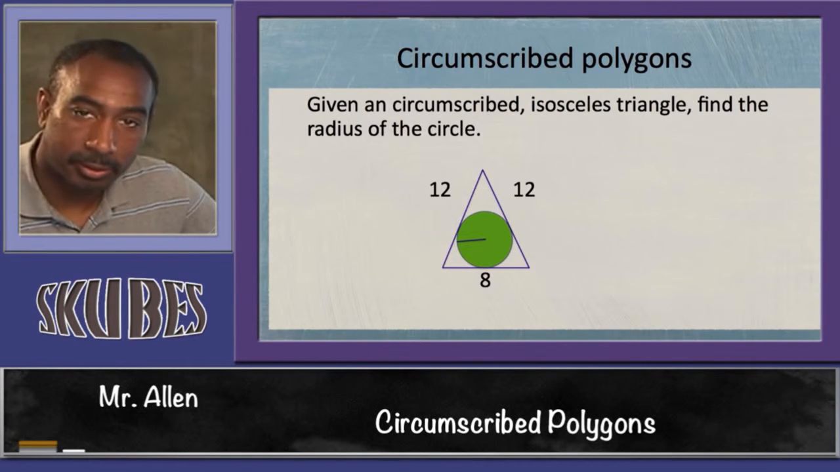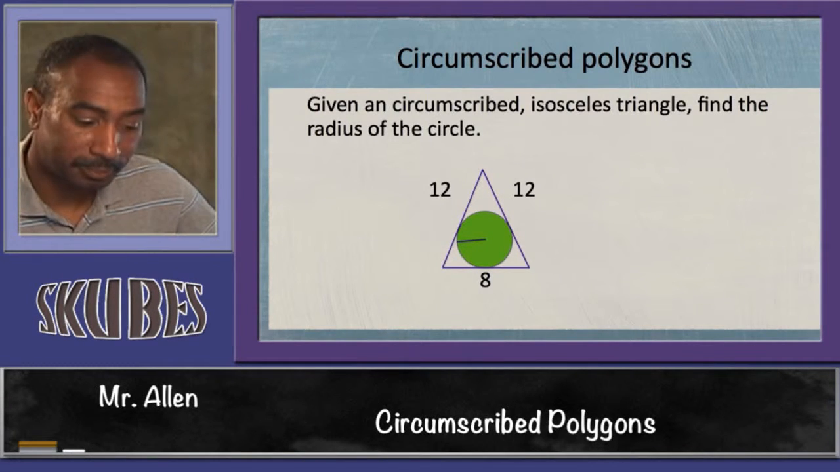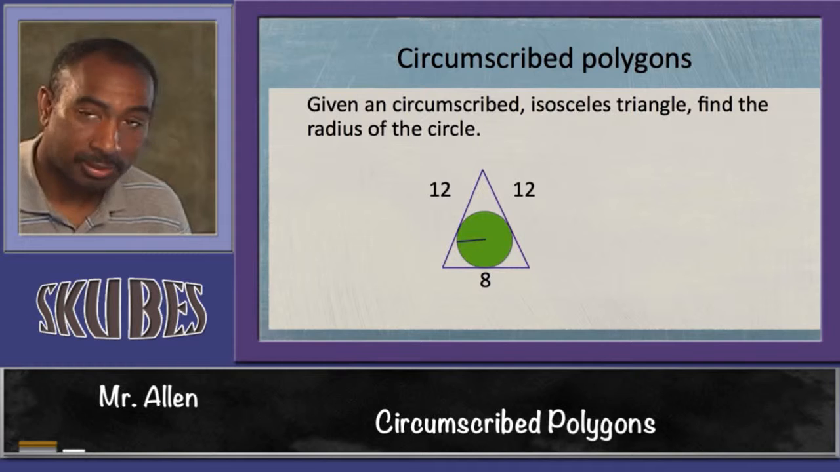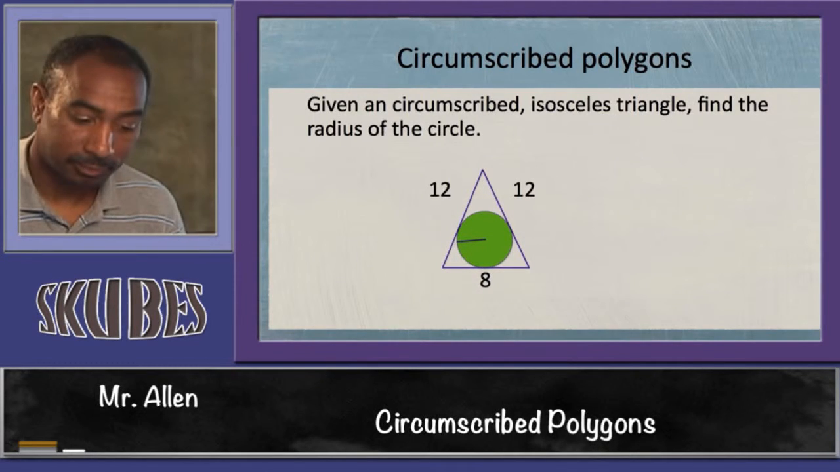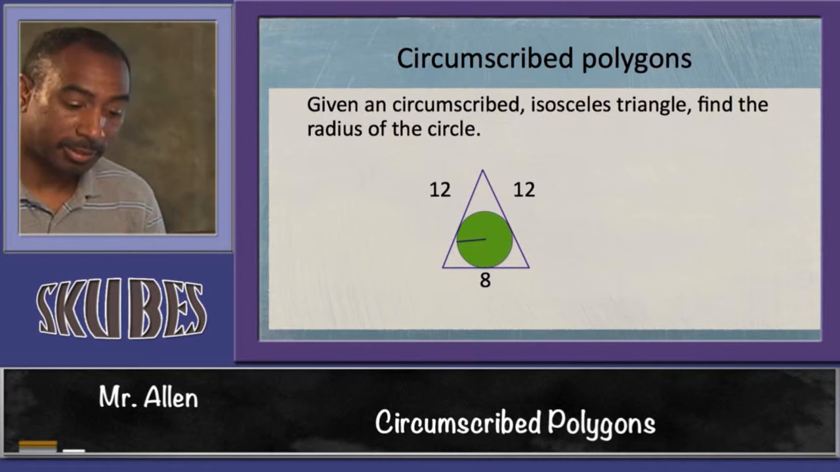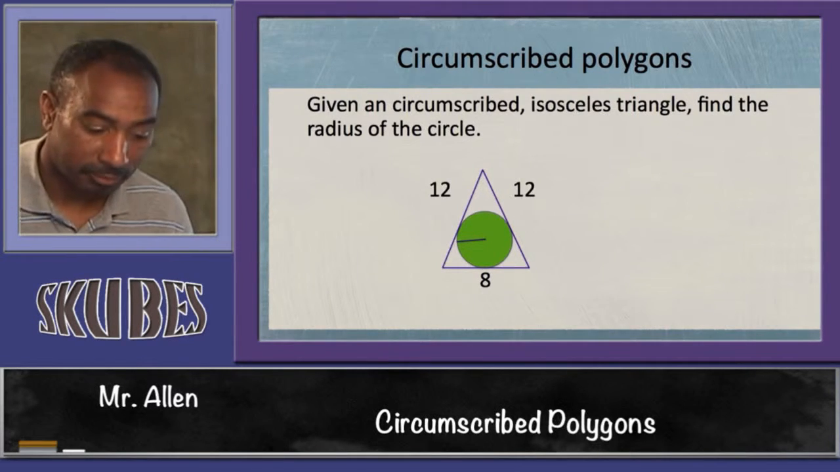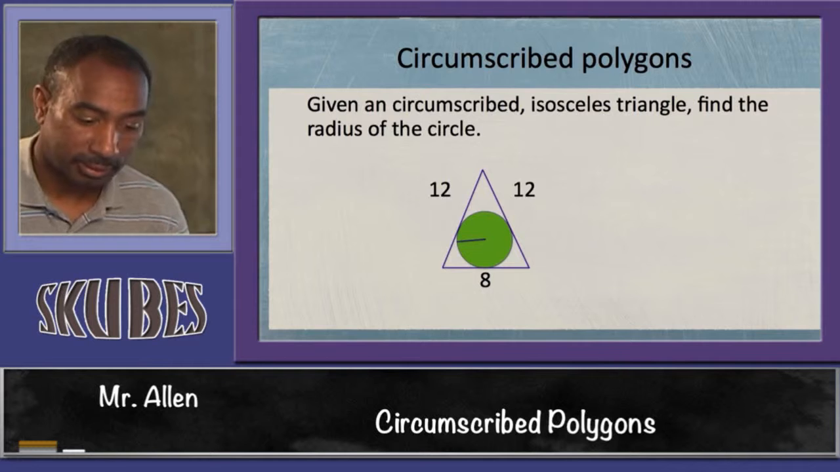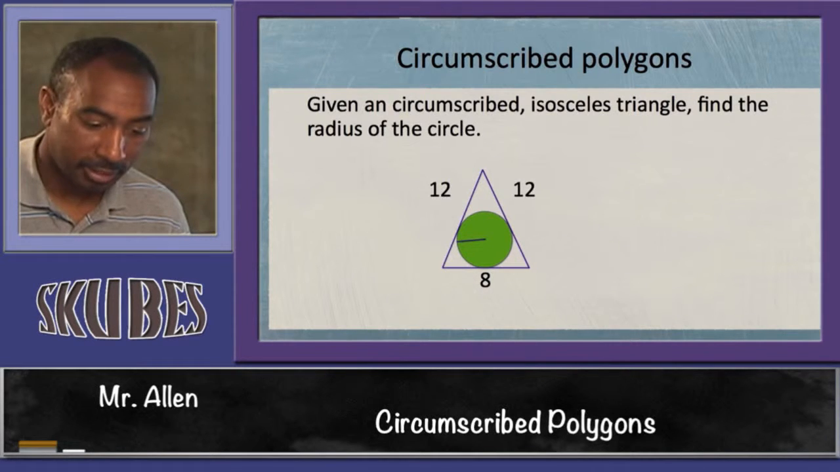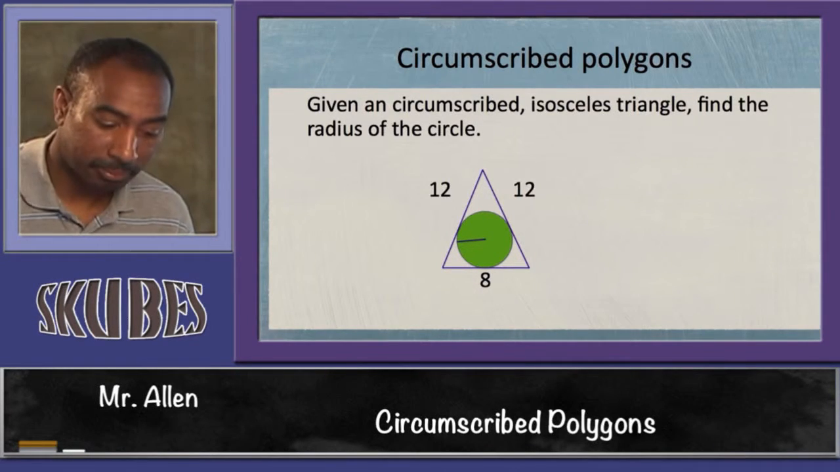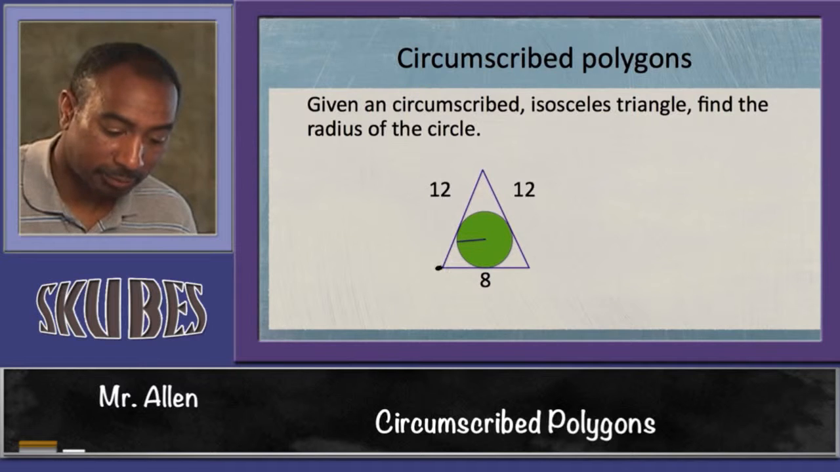All right, let's apply those theorems to solve a problem. Given a circumscribed isosceles triangle, find the radius of the circle. We know it's isosceles because these 2 sides are the same. You have a length of 12, and the base is a length of 8. Now, if you look at this, you have tangent lines that are connected by a common point. So we can use that previous theorem.